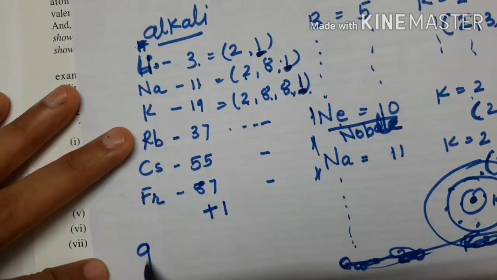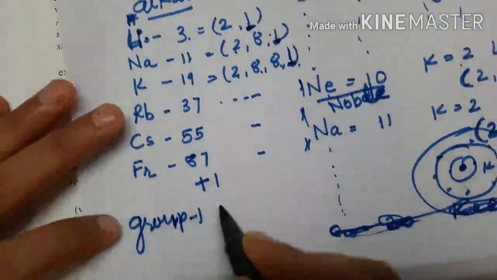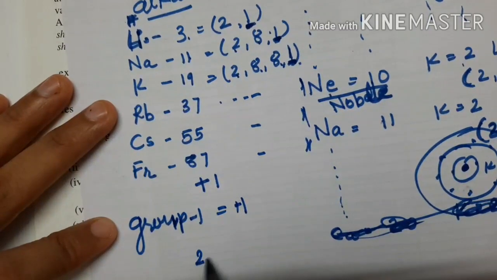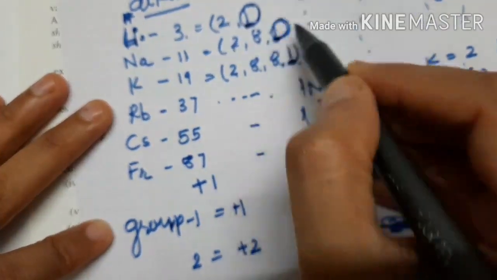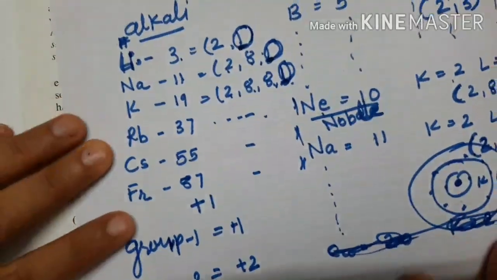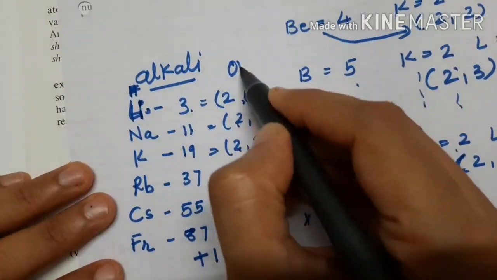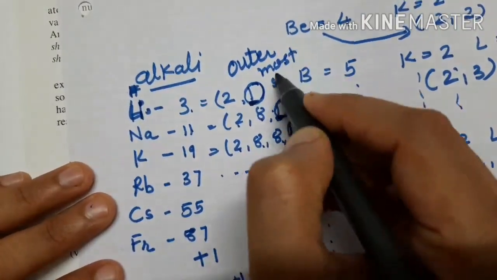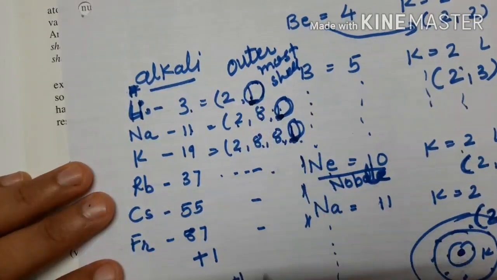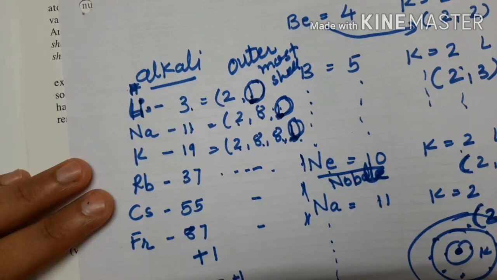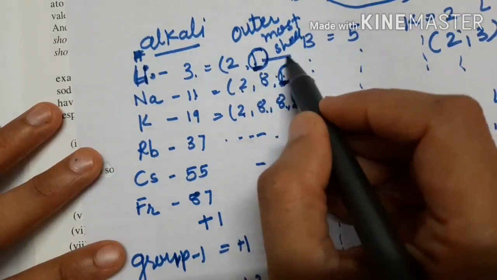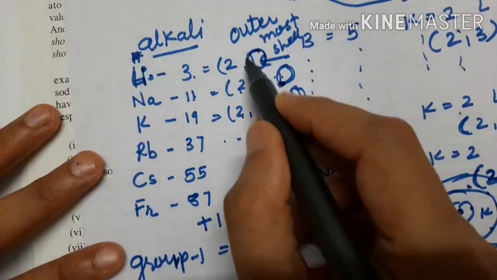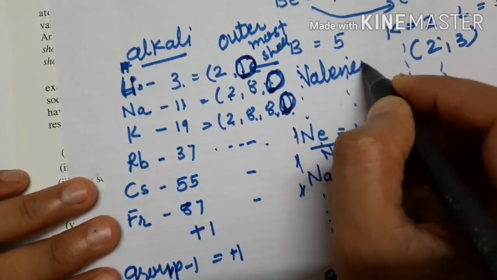Same for the second group. Group 1 has a plus 1 valency, group 2 has a plus 2 valency. This is called the outermost shell, the last one, the outermost shell. An outermost shell having 1 means it is the first group, with valency 1. And this last shell is also considered as the valence shell.